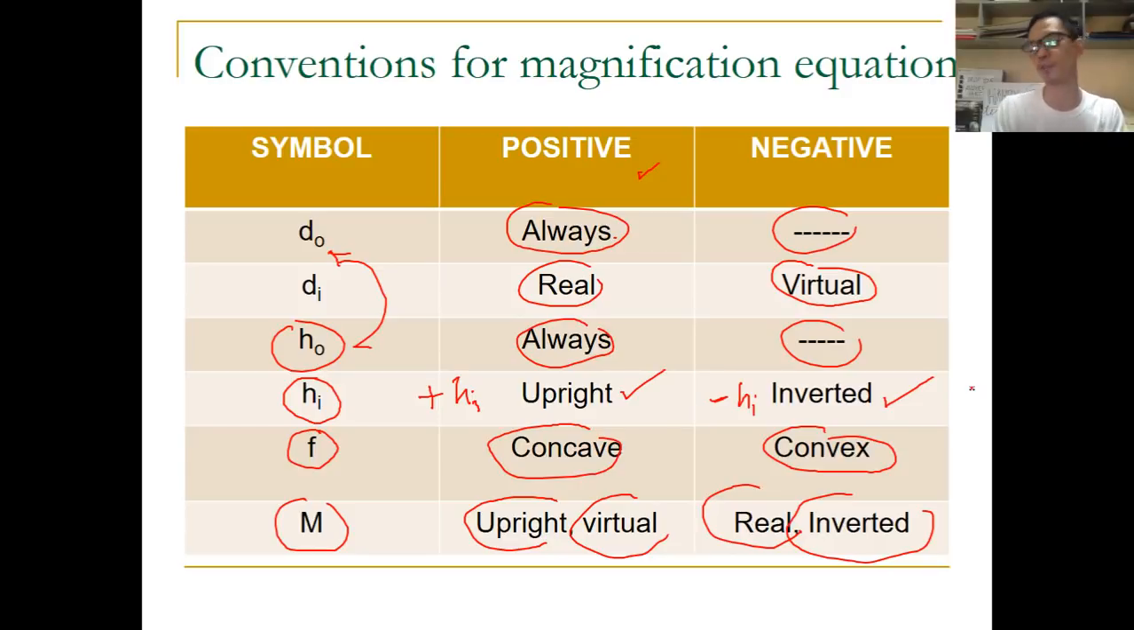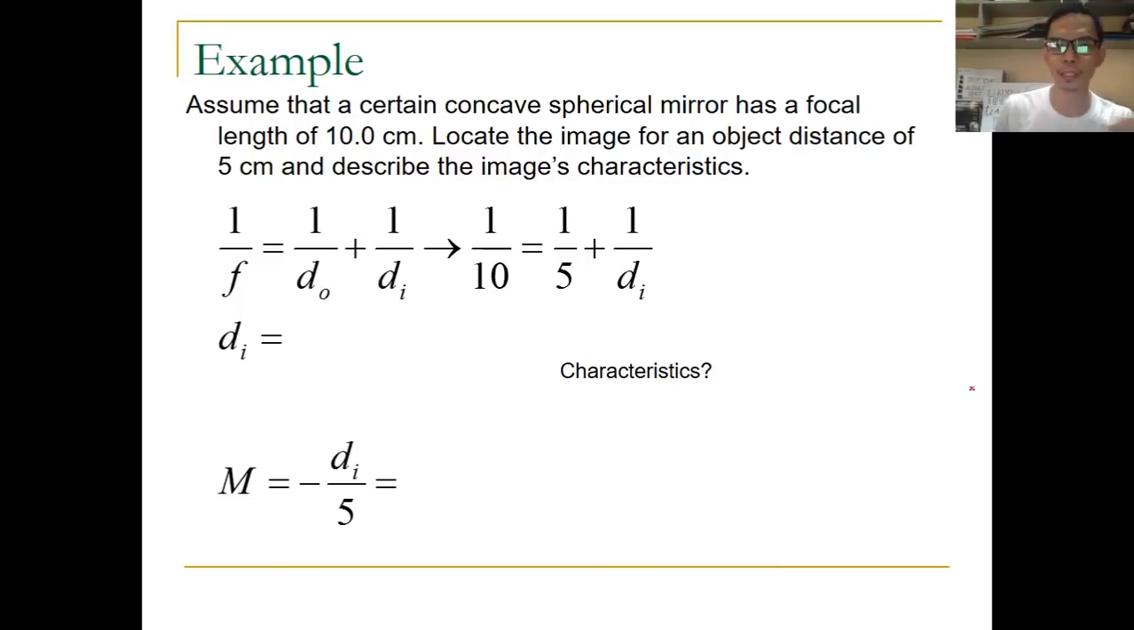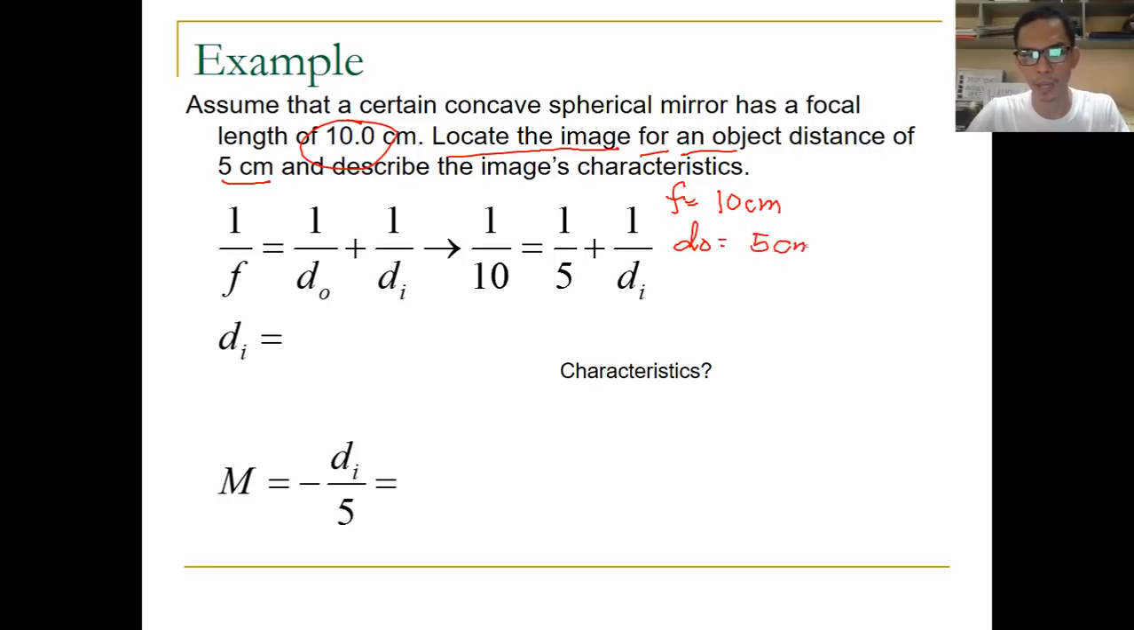So with that, we are now ready to tackle some sample problems regarding the mirror equation. All right, so let's start. First example. Assume that a certain concave spherical mirror has a focal length of 10 cm. Concave, if we go back to the convention, is positive, meaning the focal length is a positive value. If we rewrite it here, the focal length, since it is concave, is 10 cm. Next, locate the image of an object at a distance of 5 cm, meaning the object is 5 cm from the mirror.